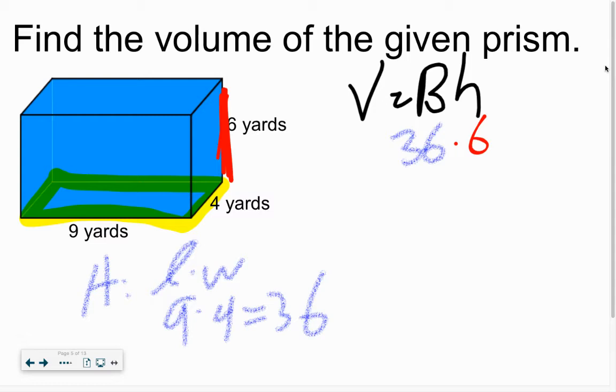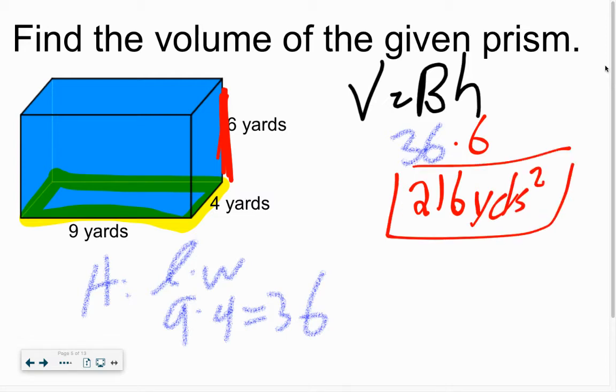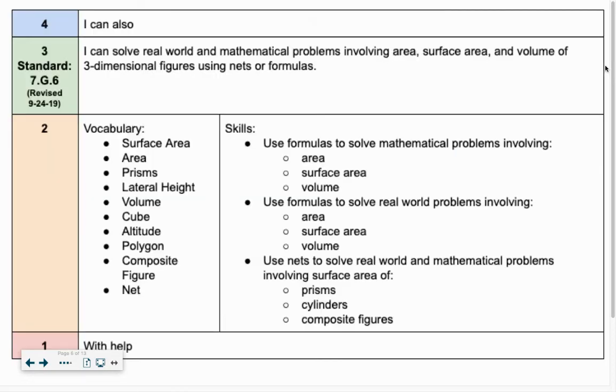36 times 6, grab a calculator, type that on in. 216 yards squared. That's all the work we need to see every time. You don't need to draw out the figure or the shape. Again, when you're looking at this, you can put a slash or a check by that volume. We're going through volume there on the left. That's vocab we're talking about.